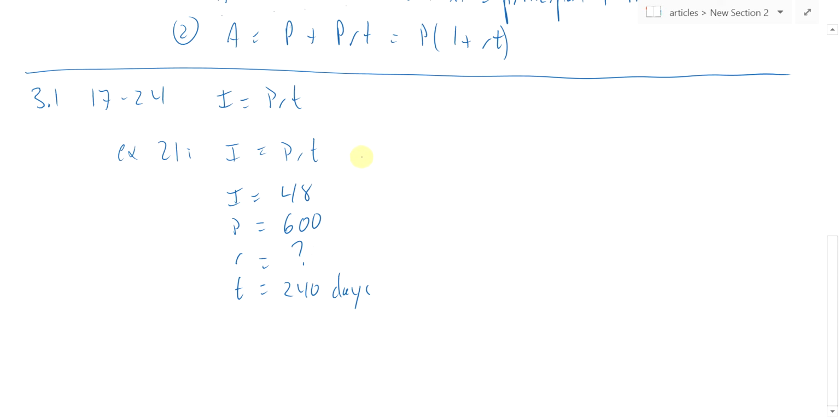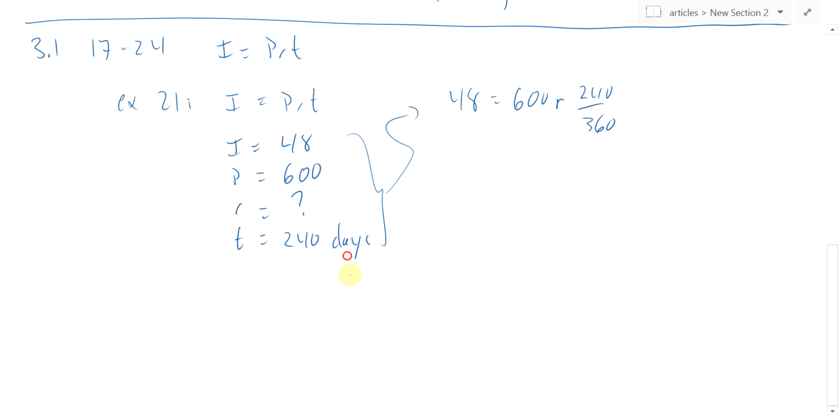So you just plug everything in, and what does that give you? Well, 48, that's my interest, is P, which is 600, times my rate, which I don't know, times 240 over 360. Why 240 over 360? Because this is days.